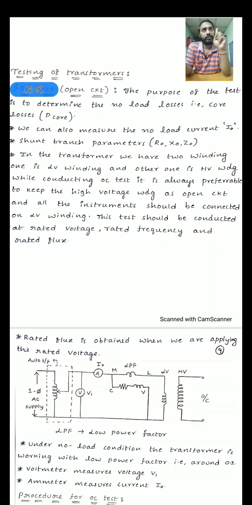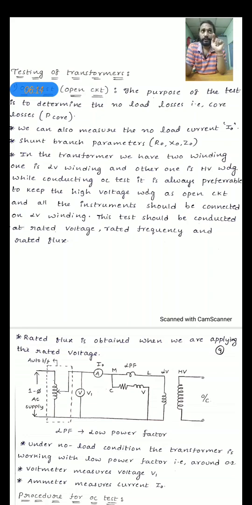So this is the first condition: this test should be conducted on the low voltage side and the high voltage side should be kept open. And of course, one more condition is there. I already discussed that point previously. So what is that? This open circuit test should be conducted at rated voltage condition and rated flux condition. Sir, why do we have to apply rated voltage and rated flux?